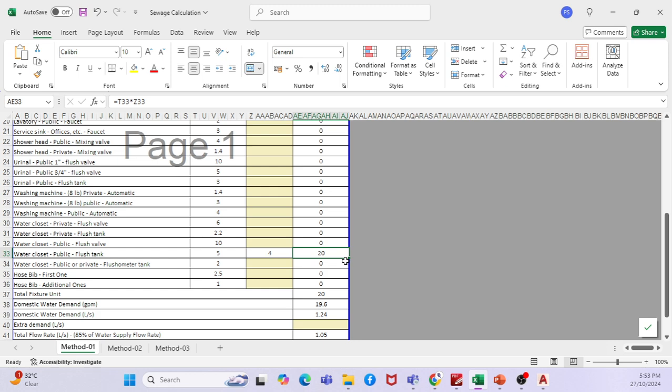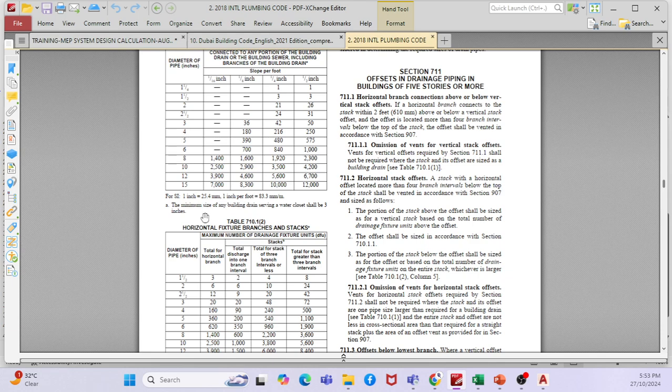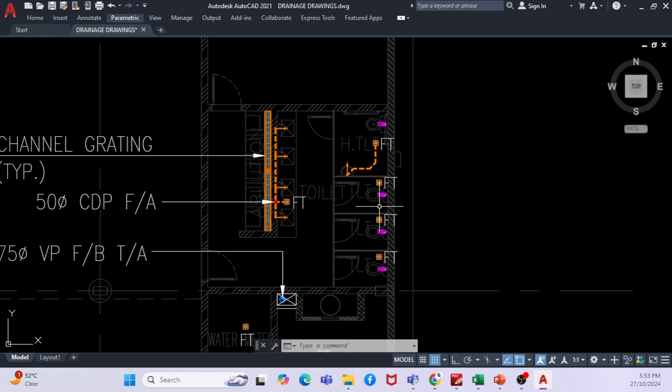Either you have to go to local codes or international standard codes, right? So if you go to the international standard, you can calculate the pipe size. This is the horizontal fixture branches. For 20 DFU, if I go to the total for horizontal branches, 20 DFU, I have to go with the 3-inch pipes, right? Correct? A 3-inch pipe for this particular fixture.